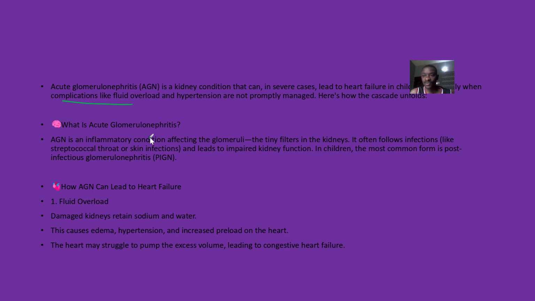So let's define it properly. Glomerulonephritis, just like I told you guys, is inflammation of the glomeruli or glomerulus. Okay, those are the tiny filters in the kidney. It often follows infections, so most of the times it's infections that is causing it to inflame, and this leads to what? Kidney function declining. Okay, so how does it actually lead to heart failure, which is the link we actually want to establish?